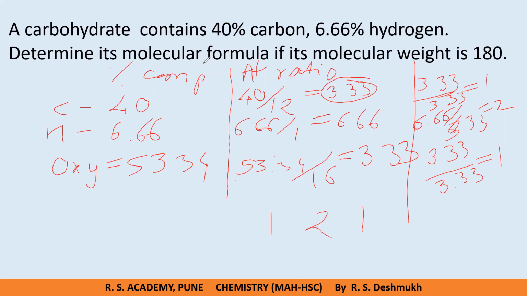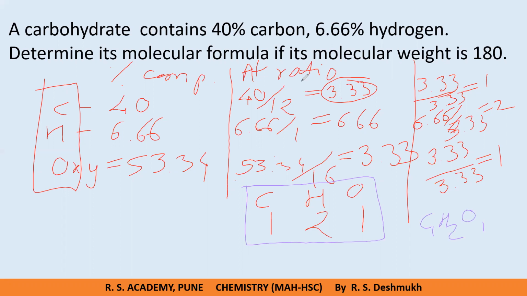But of what? You can check it here, my dear friends. It is the carbon, hydrogen and oxygen, and therefore I can say this is the empirical formula of the compound, that is CH2O, C1H2 and O1. So what is the empirical formula, dear friends?